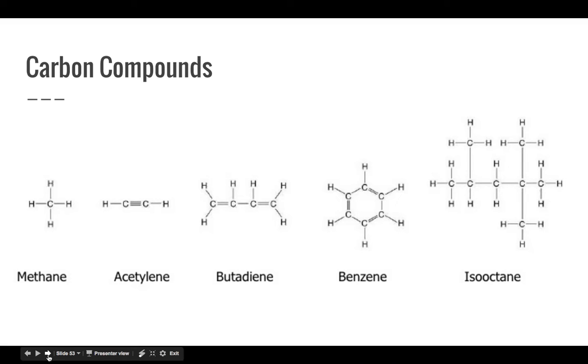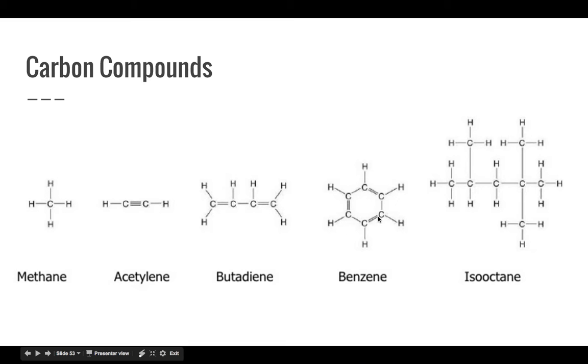Some carbon compounds for you: methane, acetylene, butadiene, benzene, and isooctane. This is just kind of showing you some of the various shapes of a carbon compound. So you'll see here that this carbon compound, methane, which is gas, like bodily gas, has all single bonds. Acetylene has a triple bond holding those carbons together. Butadiene means that it has 2 double bonds.